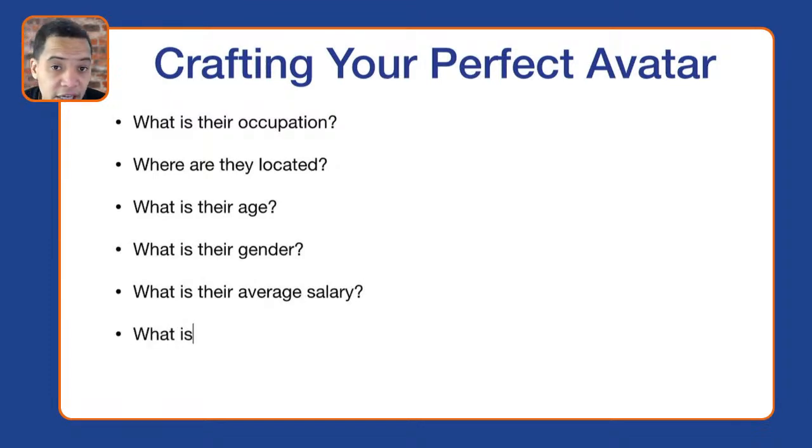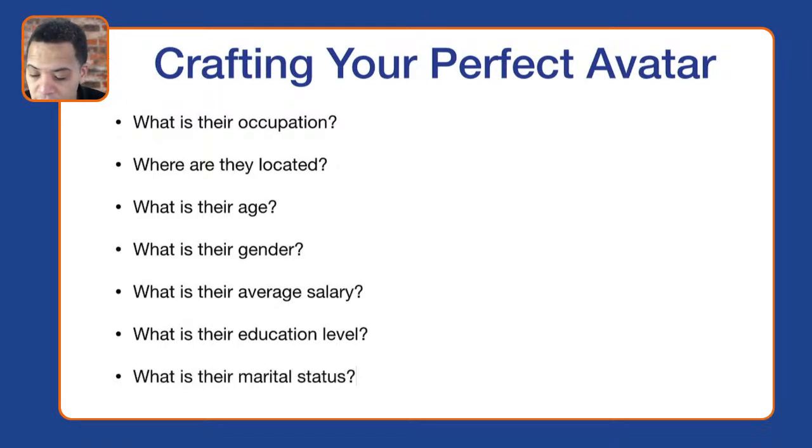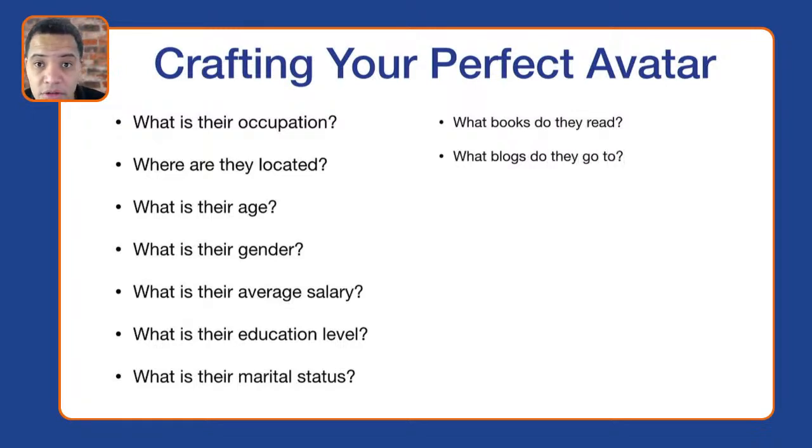What is their education level? What is their marital status? What books do they read? All right, and that's the easy one. You can easily do this one. I just go to Amazon.com, type in cooking courses or cooking books, and you can see what books they read automatically just by the bestsellers there. The bestseller list will tell you that.